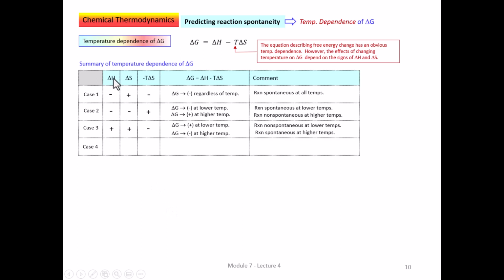Now, if your reaction is unlucky enough to be in the category, well, delta H is positive, delta S is negative, which means the minus T delta S term is positive, it doesn't matter what the temperature is, that reaction or process is going to have a positive delta G, and it's just not going to be spontaneous.